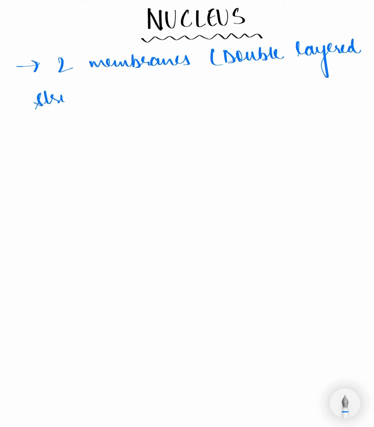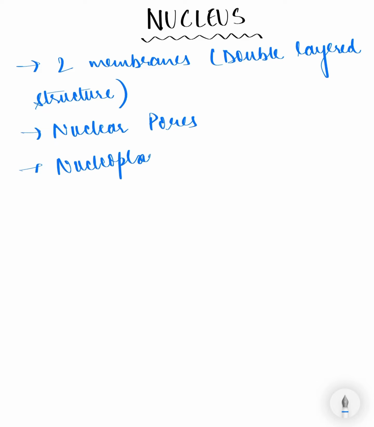First of all, the nucleus has two membranes, so we call it a double layered structure, which is present inside the cell. It has nuclear pores. The fluid inside the nucleus is called nucleoplasm.